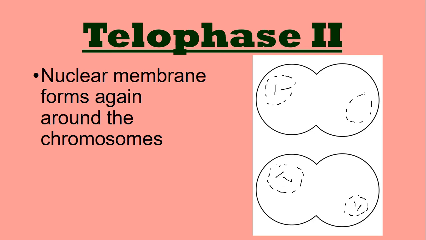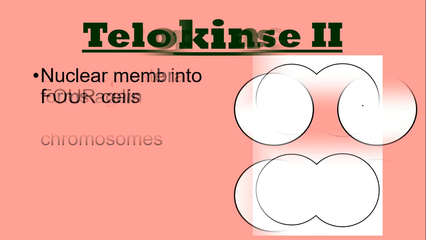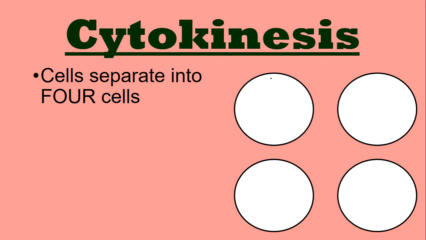I'm just going to draw them as a line because it's a chromatid part of the chromosome. And this is kind of telophase 2. The nuclear membrane forms around each chromosome. And then cytokinesis happens, and that's when all of them have their nucleus reformed. Their chromosomes revert back to their chromatin, and you have 1, 2, 3, 4 new cells.